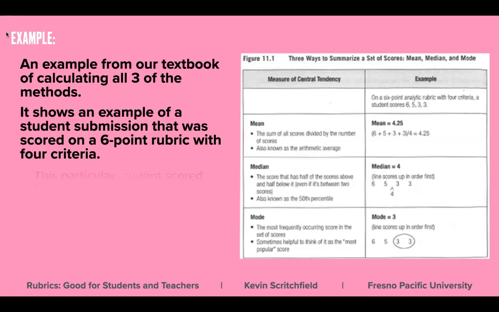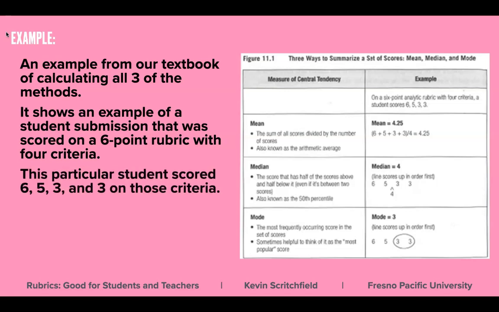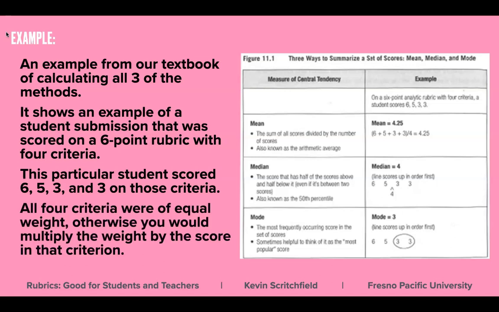Okay, and in the example that they gave, this particular student scored 6, 5, 3, and 3 on those separate criteria. All 4 criteria were of equal weight. If they were not, if the first one was worth, whatever, 25% of the grade and so on, then you would have to multiply the weights in order to come up with this averaging process.